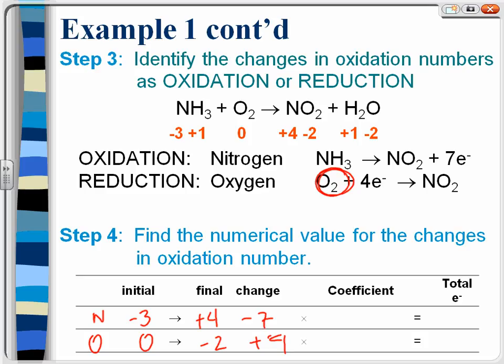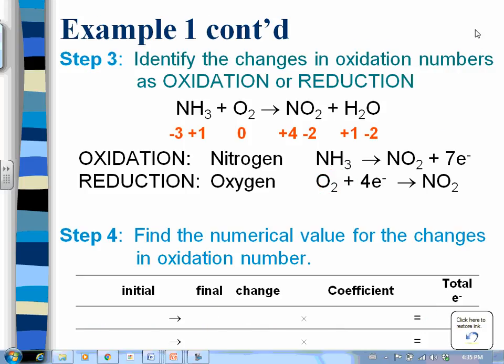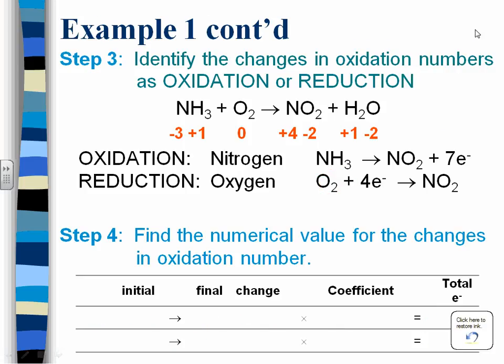So what I'm going to do is multiply each one to get the lowest common multiple. So I'll times the top one by 4 and the bottom one by 7, so that I end up with -28 electrons on the top and +28 electrons on the bottom. So that's important. You don't necessarily have to fill in a chart like that, but I put it in there because sometimes it helps people keep everything organized.